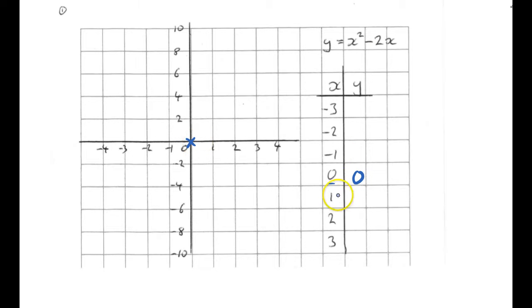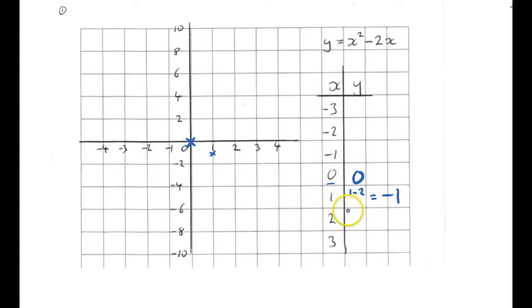Now I'm going to do the positives. When x is 1, 1 squared is 1. So you have 1, take away 2 ones is 2, and that equals negative 1. So 1 will be negative 1. Check the scale. 1, negative 1, there.